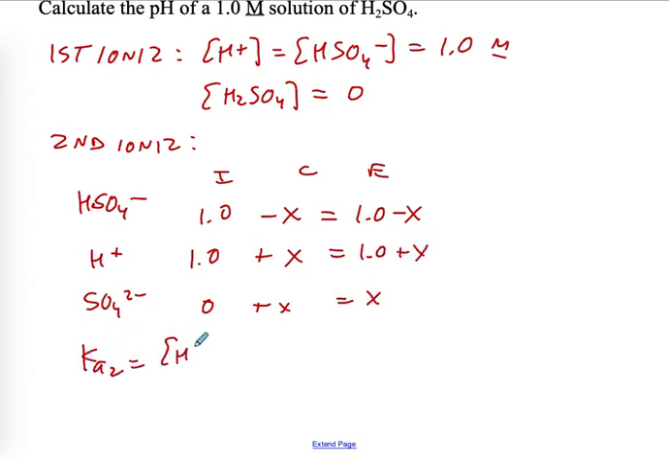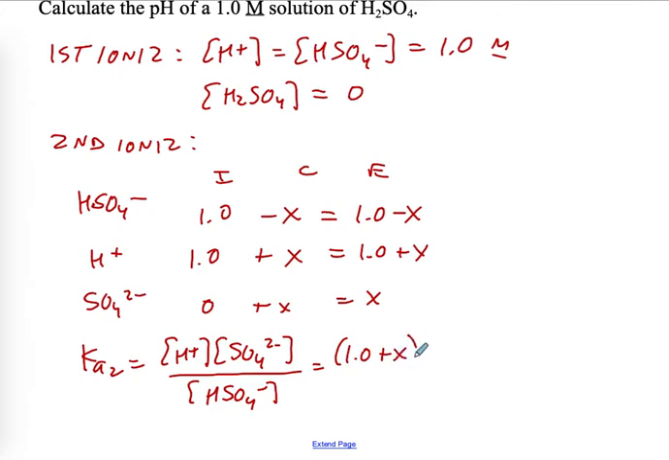Ka2 is equal to the concentration of the hydrogen ion from the second ionization times the concentration of the sulfate anion, divided by the equilibrium concentration of the hydrogen sulfate anion, which is 1.0 plus x times x over 1.0 minus x, which is equal to 0.012.